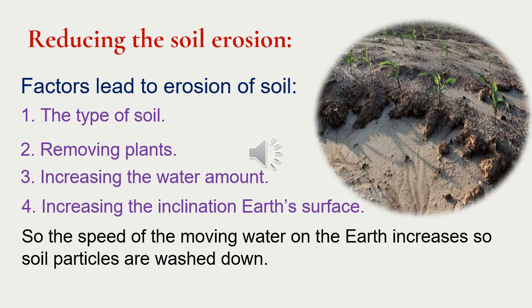Soil erosion means the movement of the soil from one place to another place. There are many factors that can lead to erosion of the soil, like removing the plants. If we remove the plants from the soil, the soil may be dry and can easily separate from each other, so it can be moved easily by the effect of the wind. Also, if we increase the amount of water inside the soil, the water can carry the soil from its place to another place.